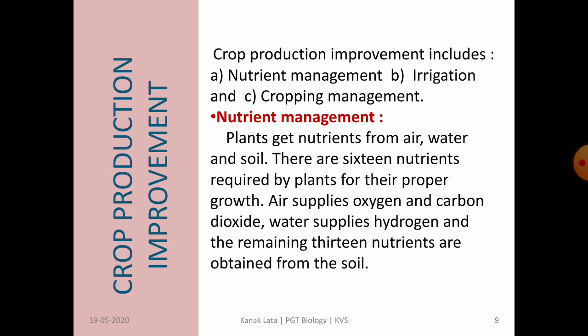We all know that plants get nutrients from air, water or soil. Altogether 16 nutrients are required by the plant for proper growth and development. Oxygen and carbon dioxide are supplied by air. Water supplies hydrogen and the remaining 13 nutrients are obtained from the soil.